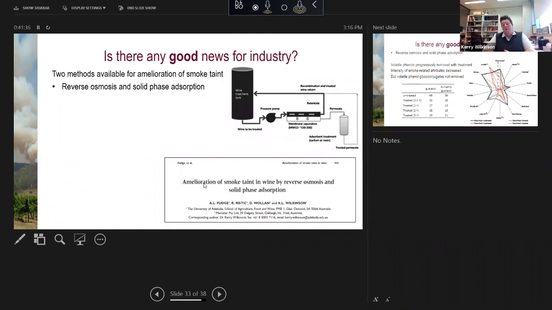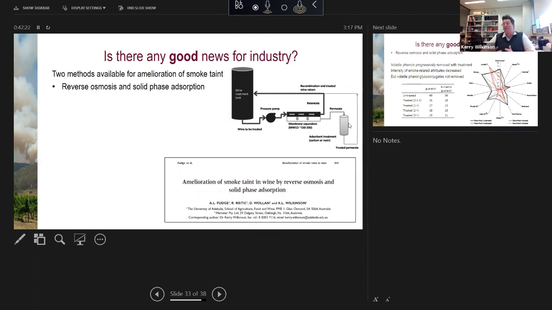The other good news, we've identified 2 methods that industry can use to at least partially remediate smoke tainted wine. So the first one makes use of reverse osmosis and solid phase adsorption technology. So essentially what the system does is takes a tainted wine and it fractionates that wine via reverse osmosis using a membrane that nominally has a separation around a molecular weight cutoff of 150 to 200 atomic mass units. So essentially small molecules like smoke taint volatile phenols will pass through the membrane, but larger molecules like our anthocyanins will be retained in what's known as the retentate.